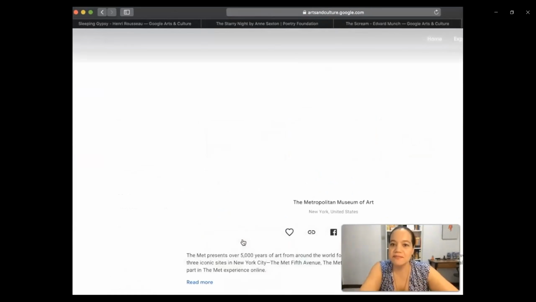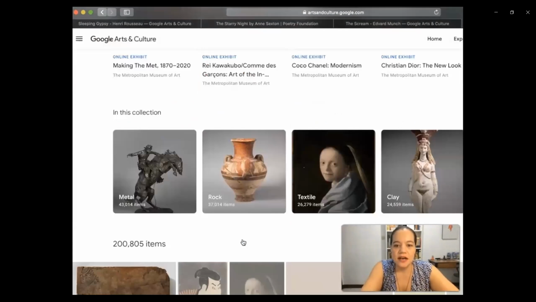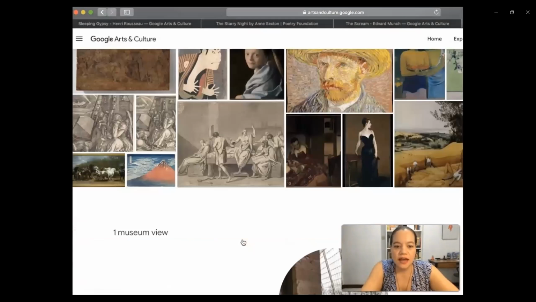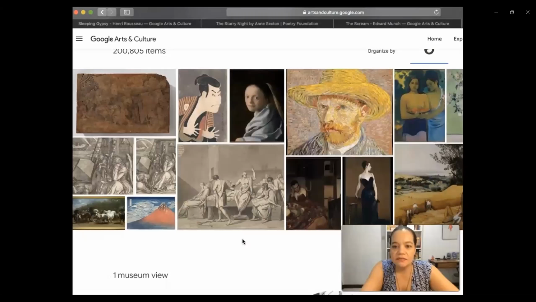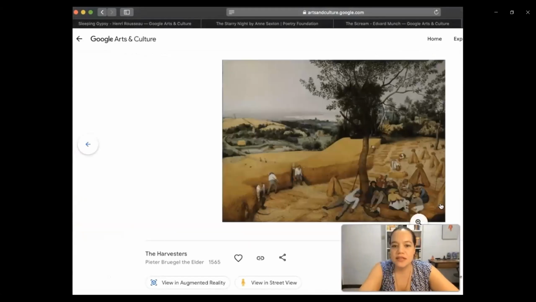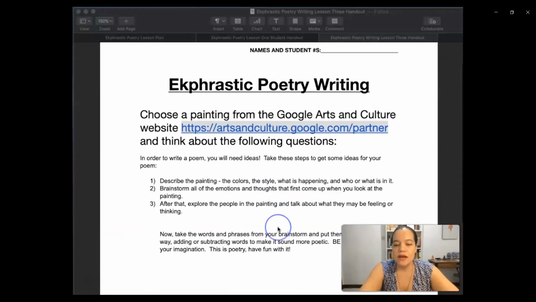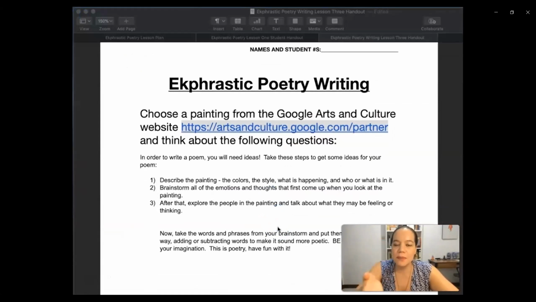Let's say that they choose the Metropolitan Museum of Art. There are many, many, many paintings there. So let's take a look at this painting, perhaps. So no matter which museum they choose, there will be many paintings in each one, and they can choose any one they like, and then use that painting to inspire them to write a poem. So they should describe the painting and brainstorm everything that comes up, and then take the words and phrases from the brainstorm to put them together in a poetic way.